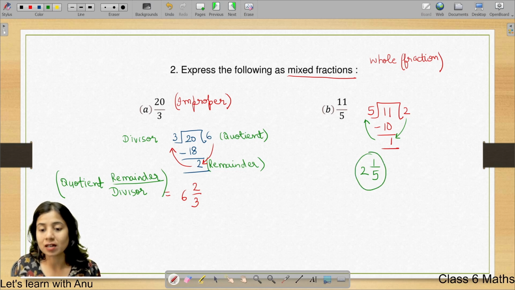So this is a mixed fraction, which is a combination of the whole. Whole is 2. This is whole. 1 by 5 is a proper fraction. I hope everyone is clear. Moving ahead to the C part.